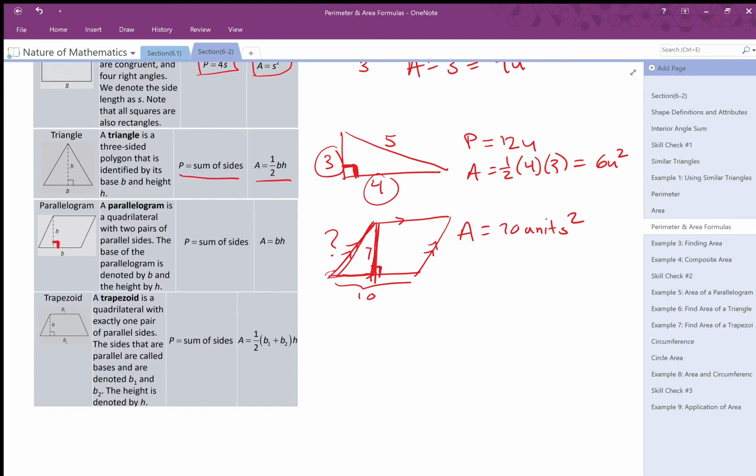And finally, we have our formula for trapezoid. Again, the perimeter is just adding up all of the sides, but the area is 1/2 the sum of the bases times the height.